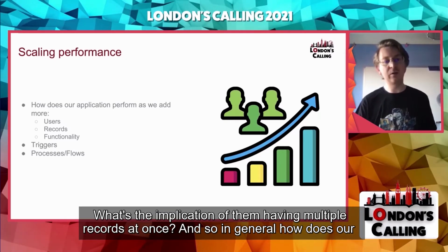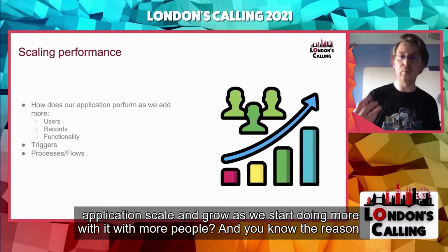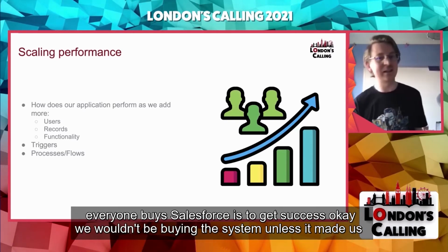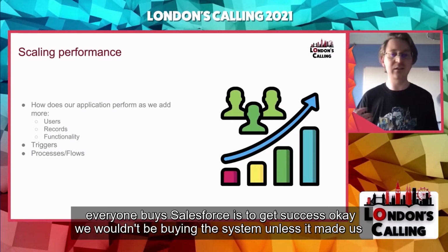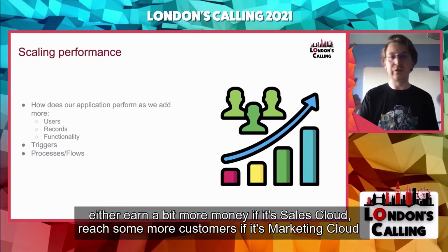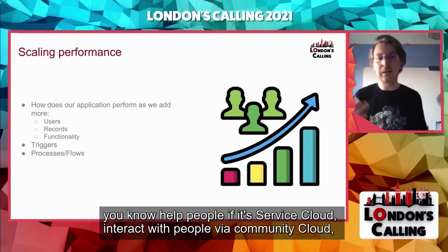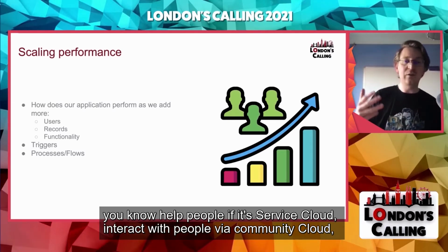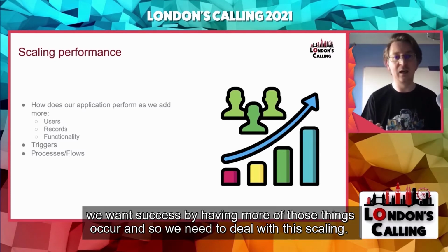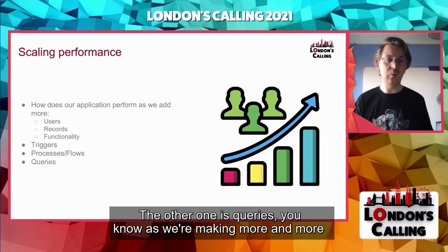And so in general, how does our application scale and grow as we start doing more with it, with more people? And the reason everyone buys Salesforce is to get success. Okay, we wouldn't be buying the system unless it made us either earn a bit more money if it's Sales Cloud, reach some more customers if it's Marketing Cloud, help people if it's Service Cloud, interact with people via Community Cloud. We want success by having more of those things occur, and so we need to deal with this scaling. The other one is queries.